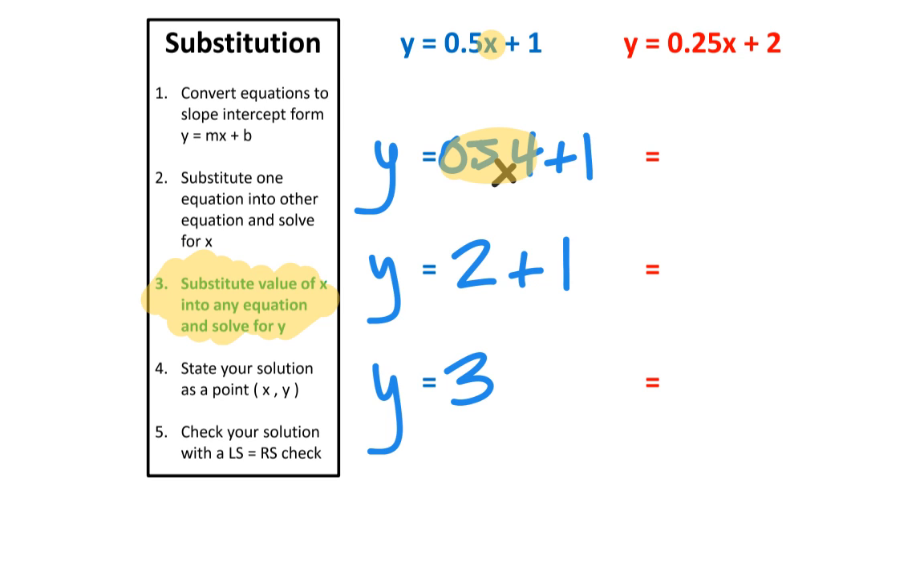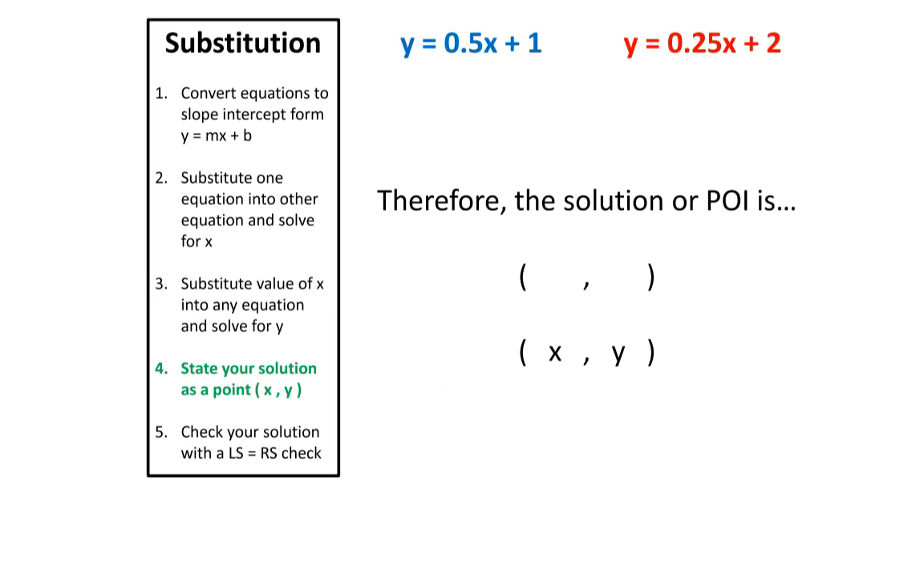Earlier, we found x was equal to 4. And just now, we found y was equal to 3, which means we have enough information for the point of intersection. The fourth step here is to state your solution as a point. We found x was 4 and y was 3. Therefore, the solution, or point of intersection, is 4 and 3.